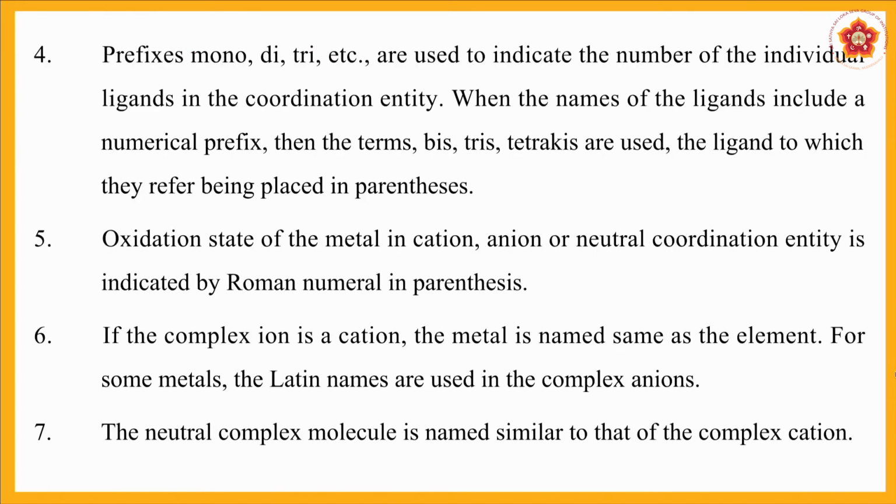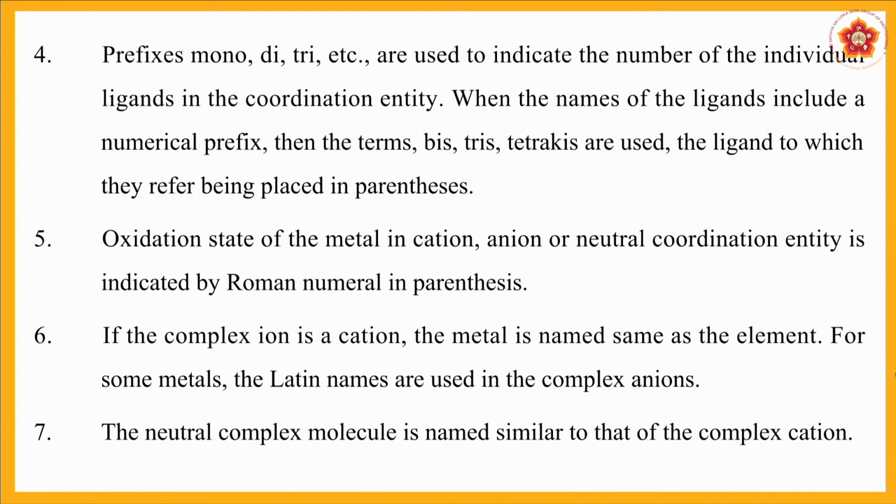Similarly, mono, di, tri are used to name based on the number of ligands that are present, but if the ligand name already has di and tri in it, we should go for bis, tris and other forms. The oxidation state should be written in Roman numerals. Any neutral complex should have an overall charge equal to 0. Otherwise, we have to write it according to the charge that is available.